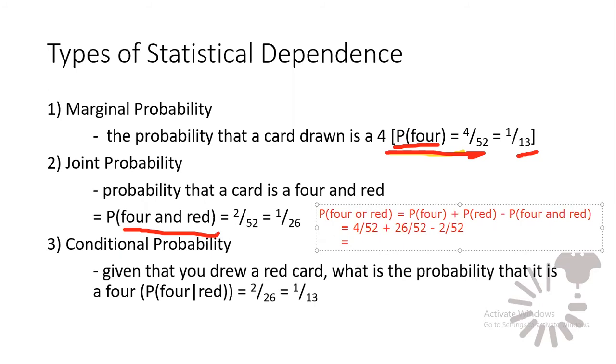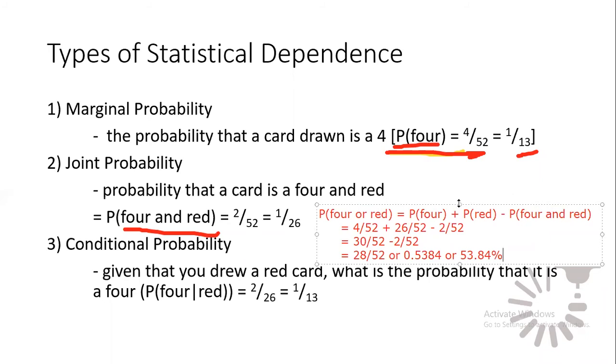This is 4 plus 26, 30 over 52 minus 2 over 52, making this 28 over 52 or 0.5384 or 53.84%.